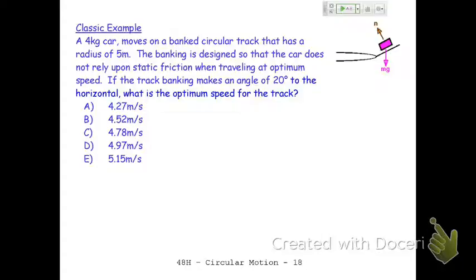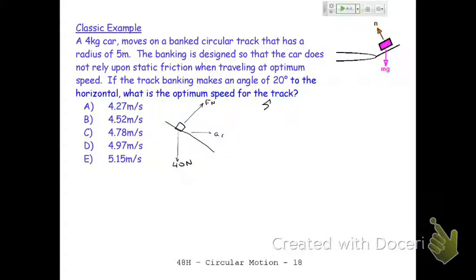A car moves on a banked circular track. So little car, let's do it like that. There is an acceleration, the AC. There is a weight, that is going to be 40 newtons, and there is a normal force, Fn. So that's basically the information I have. And what do I say?